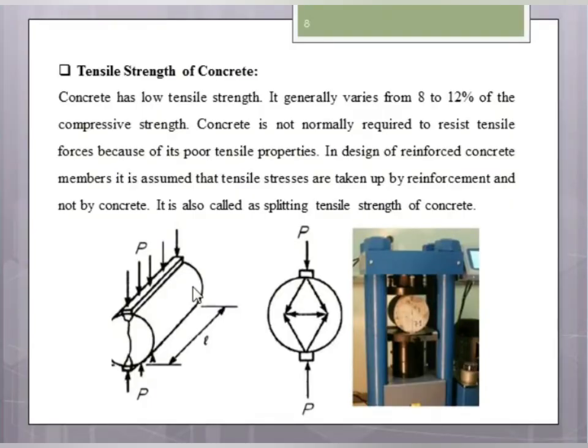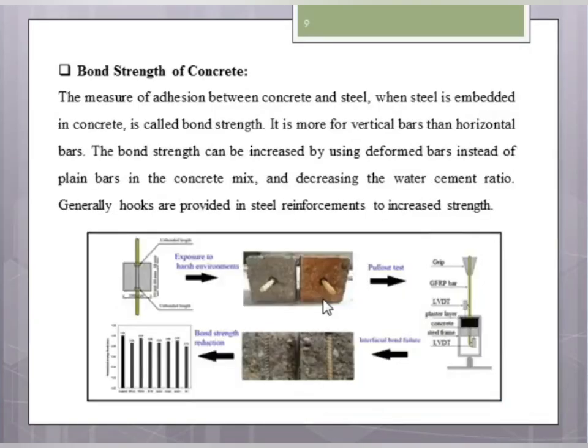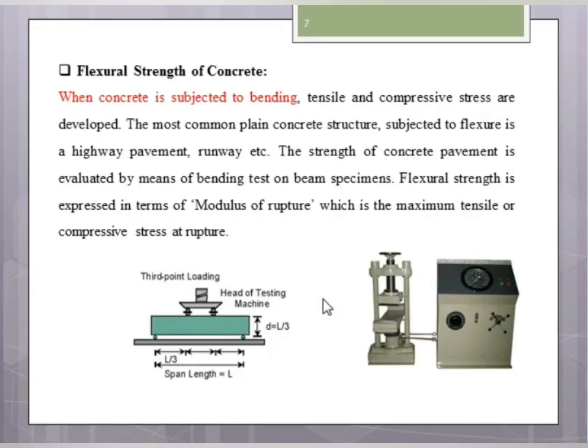After 28 days, we have to take this cylinder of concrete and place it under the CTM, as you can see in this figure, horizontally, so that the vertical compression load is applied on that cylindrical surface, and it will break horizontally. On that load basis we can calculate the tensile strength of the concrete. Okay, and flexure strength.